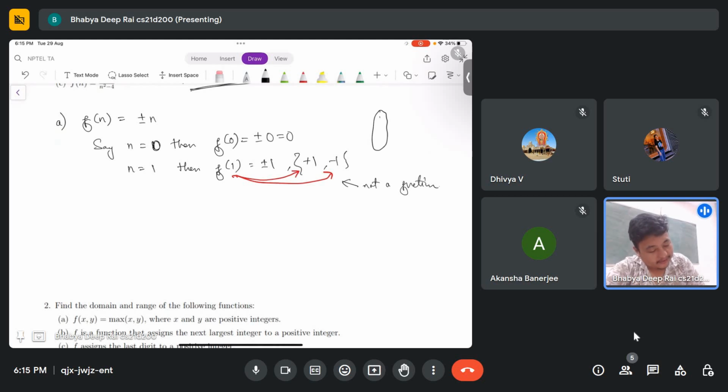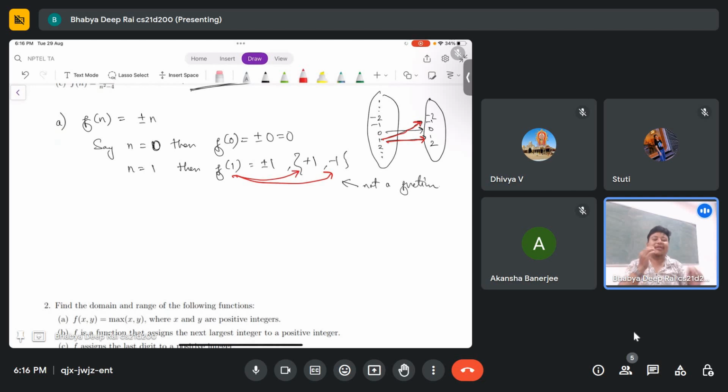So if this is my set, let me make a bigger one. So on -2, -1, 0, 1, 2, and so on. 0 will map to 0. 1 is mapping to -1 also. 1 is mapping to 1 also. So this kind of thing is not something we would expect out of a function. So this is not a function.